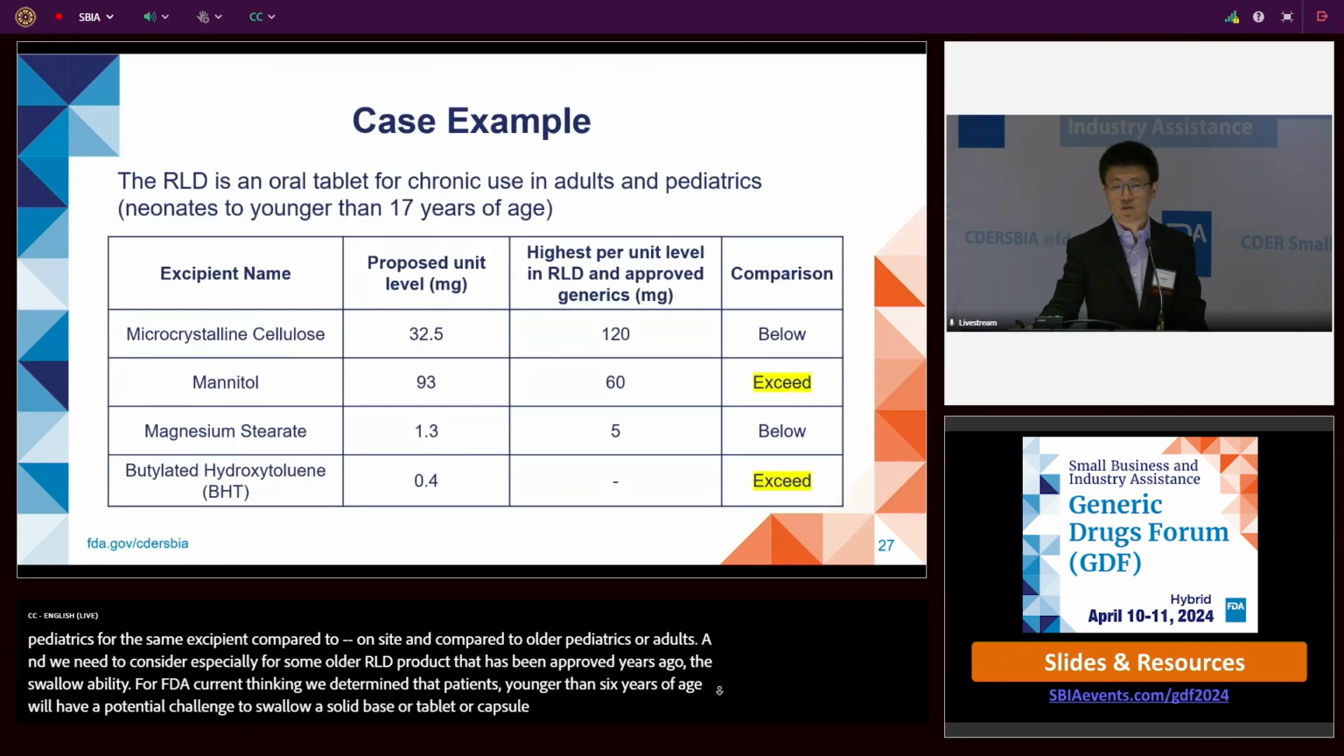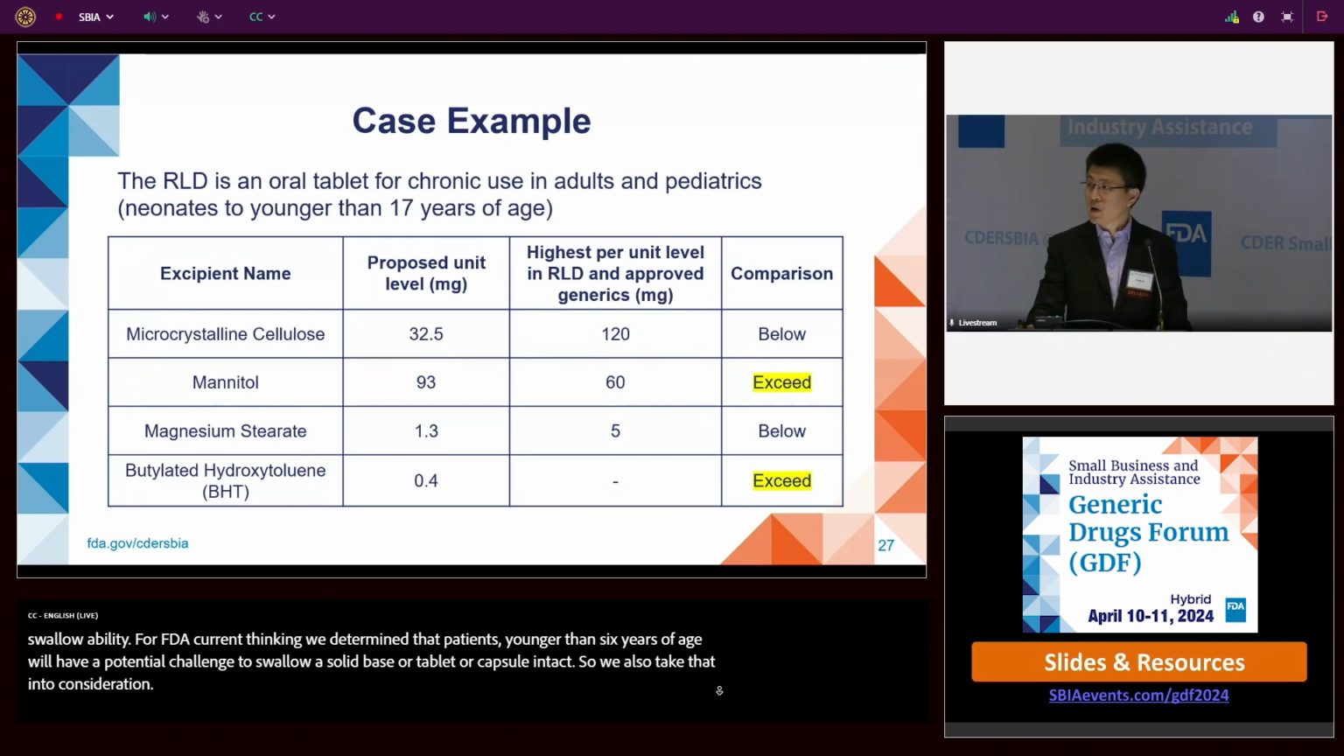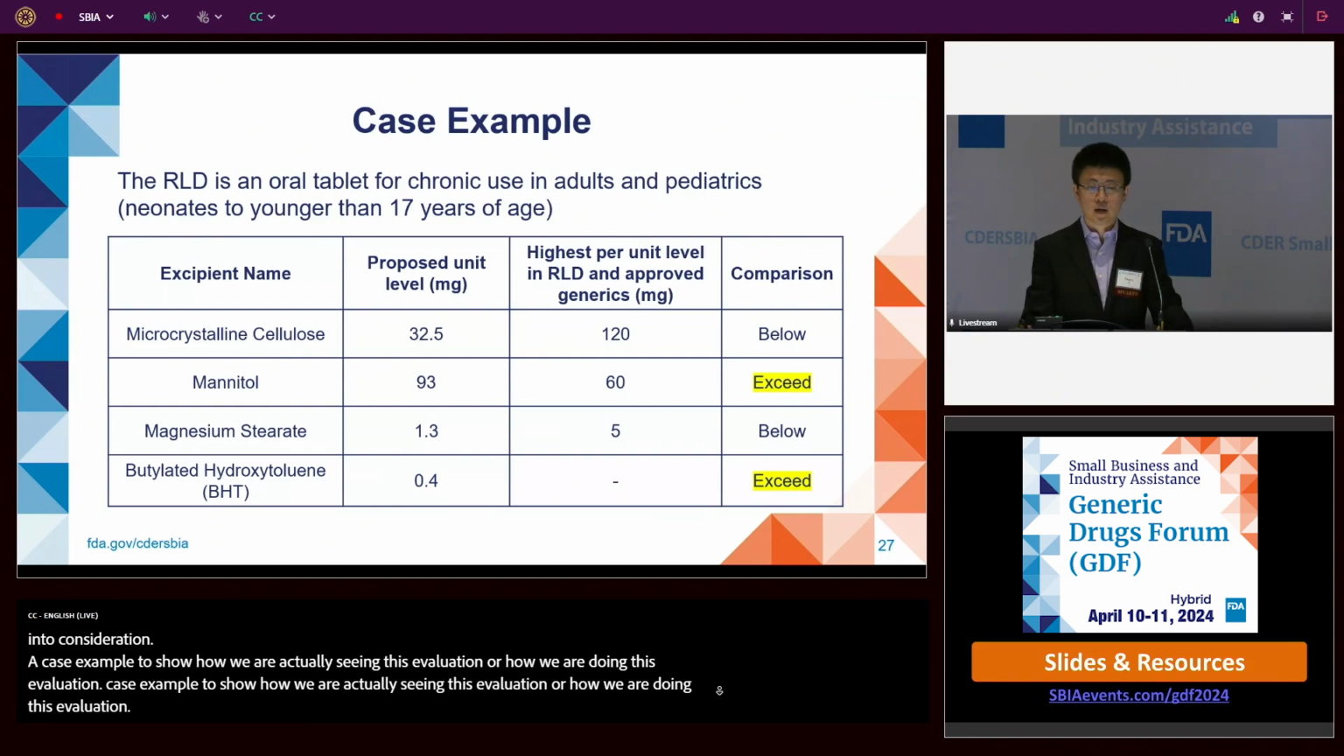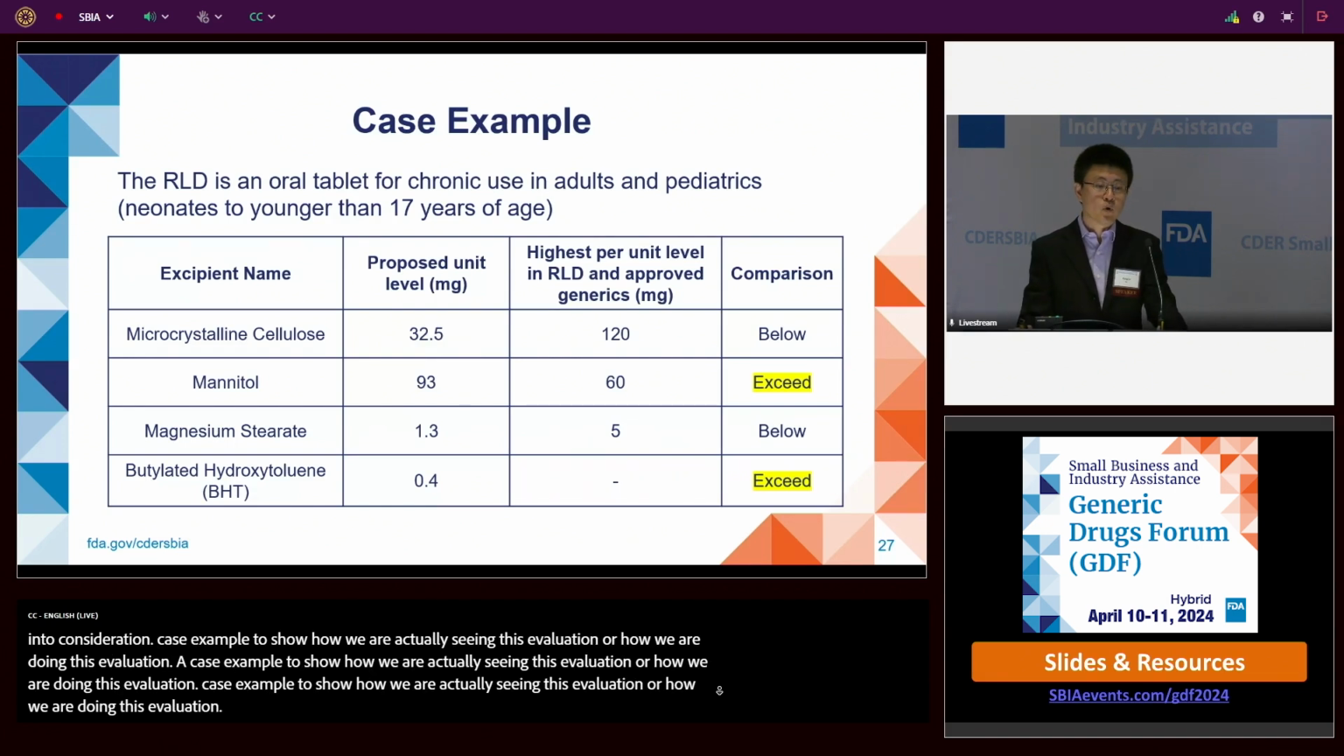So we also take that into consideration. So let me use a case example to show you how we are doing this evaluation. Let's just assume this is based on a real case, I need to point out, but for confidentiality reasons, I just use some dummy numbers, but the excipient names are actually from the real case. I just point out 4 excipients in this example.